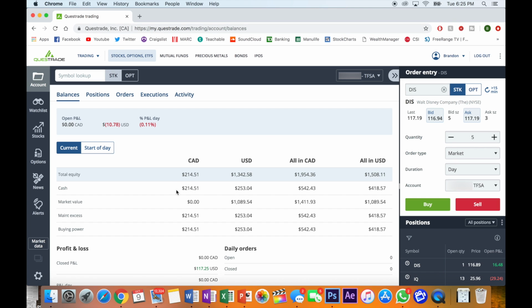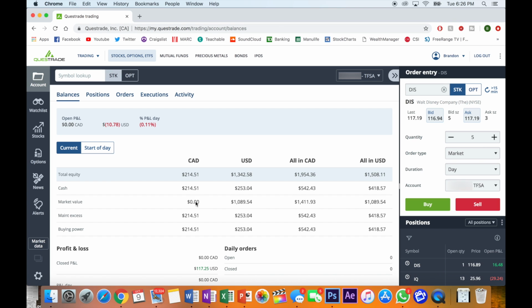What this is telling us is that I currently have about $214 sitting in cash in Canadian dollars. I have about $250 sitting in US dollars, which is a total, and you can look at it here either all in Canadian or all in USD. So it is nice to see the difference here between the two currencies, right? Depending on what types of stocks you're trading.